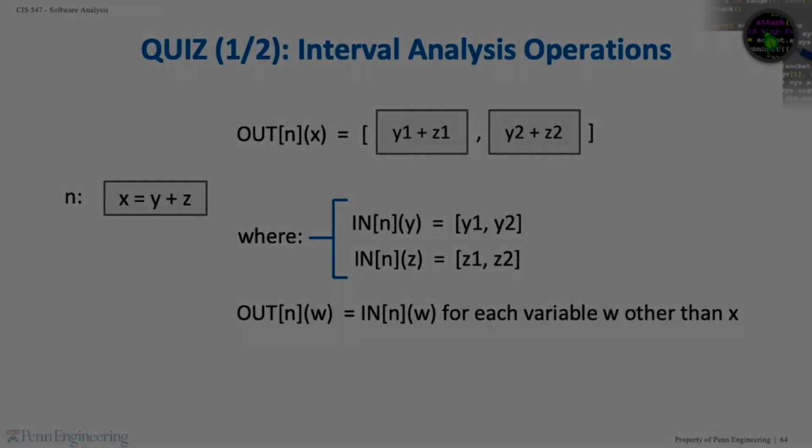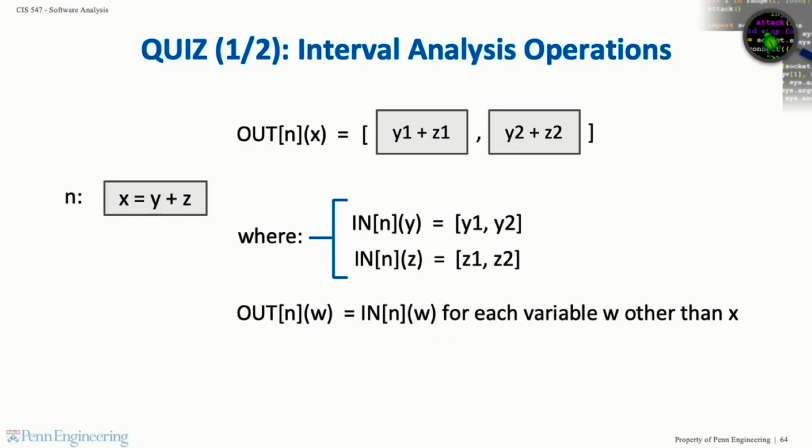The add operation for interval analysis is relatively straightforward. The lower bound of x is simply the sum of the lower bounds of y and z, that is, y1 plus z1. Similarly, the upper bound of x is simply the sum of the upper bounds of y and z, that is, y2 plus z2.